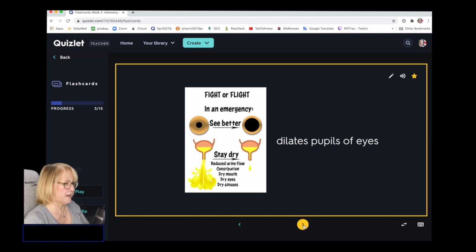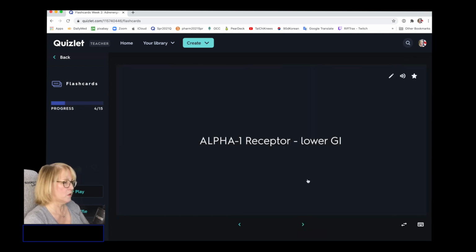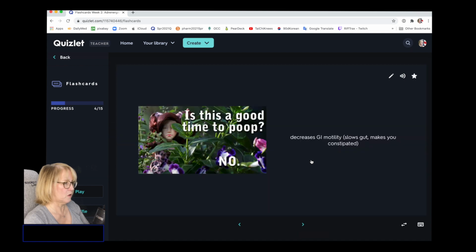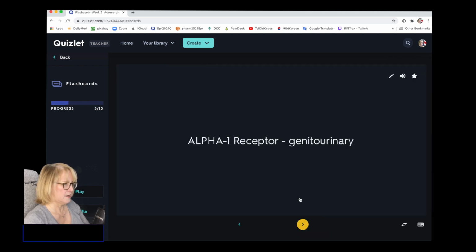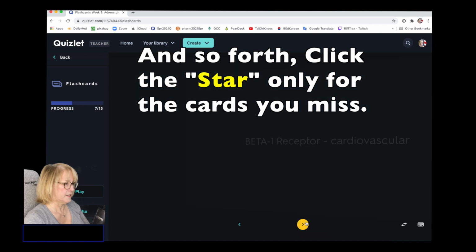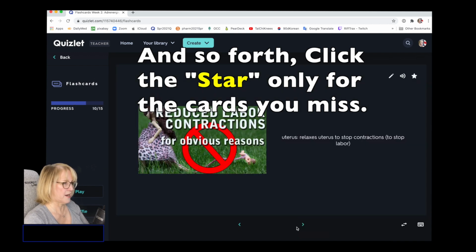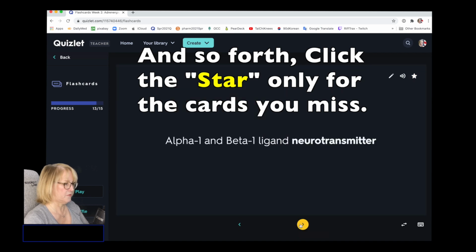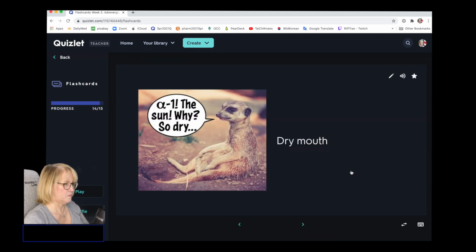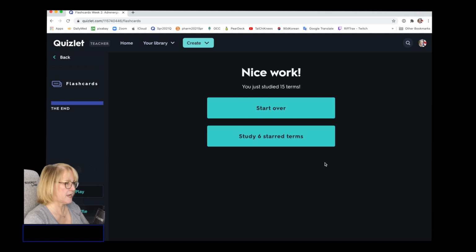All right, so say alpha-1 receptor, maybe you don't know what it does for lower GI. Well, it slows down GI secretions and makes you constipated. But say you didn't know it, so you just star here. So let's just go through this. All right, now it'll ask you, do you want to study the 6 starred items?